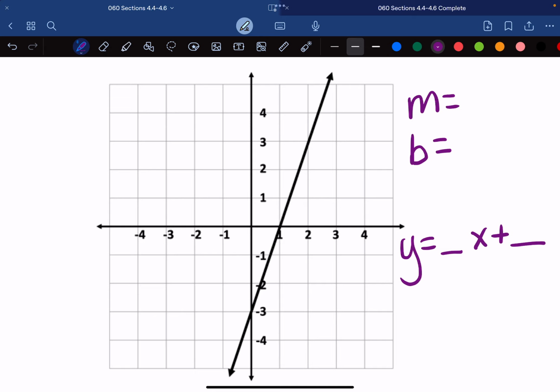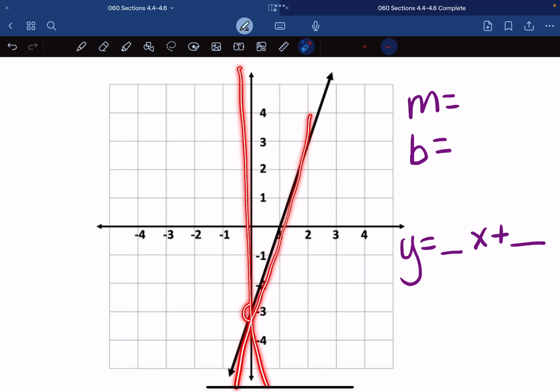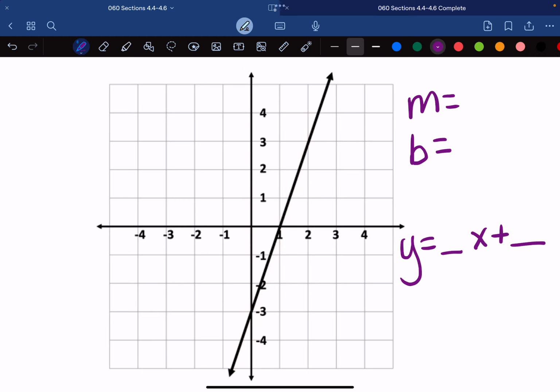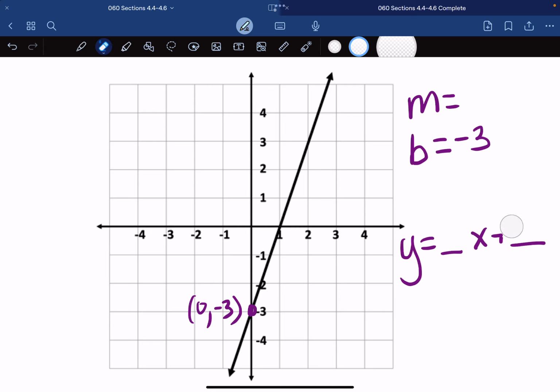So let's start with b because that's where my line intersects the y-axis. So that's that intersection point right there. And this point is (0, -3), which means my b is -3. So this is going to be -3.